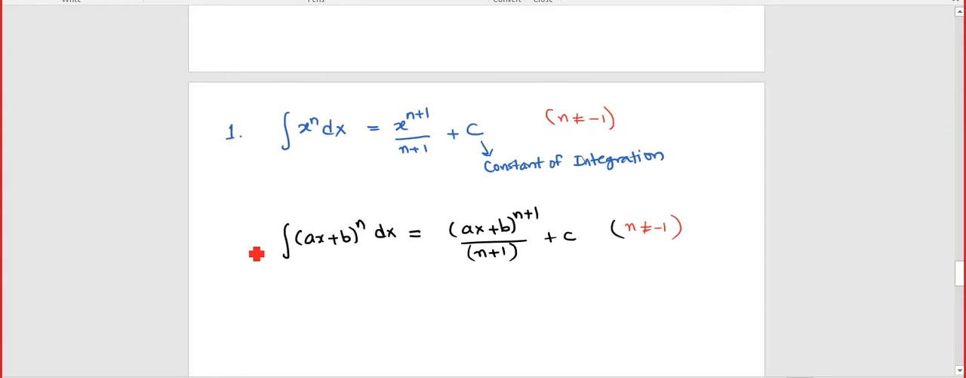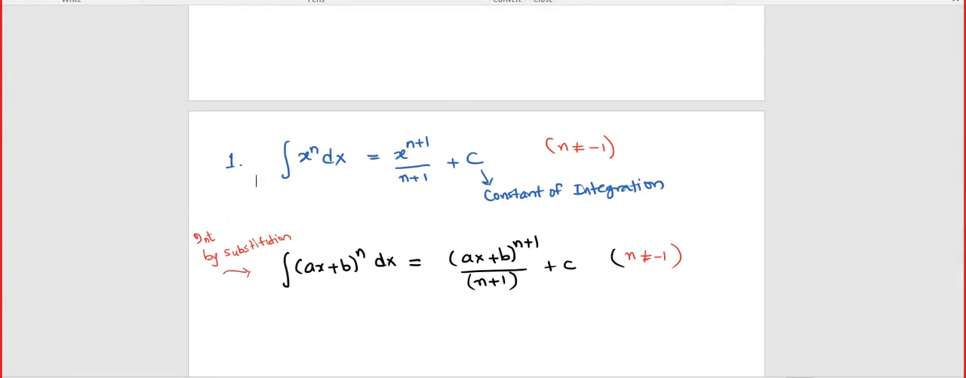Later in this unit you will see how to derive this result by using a method of integration called integration by substitution. You will see that later, but this is the generalized rule. So let's see how this rule works.